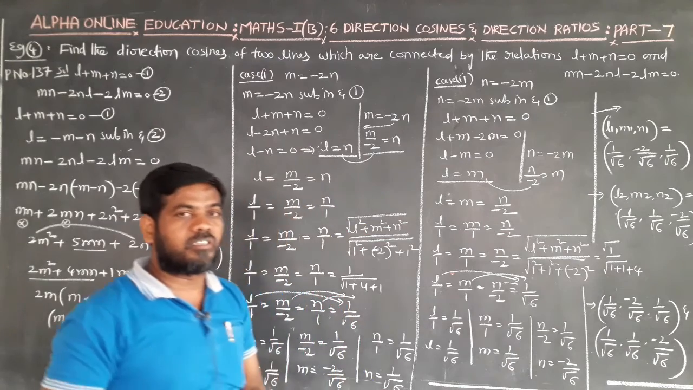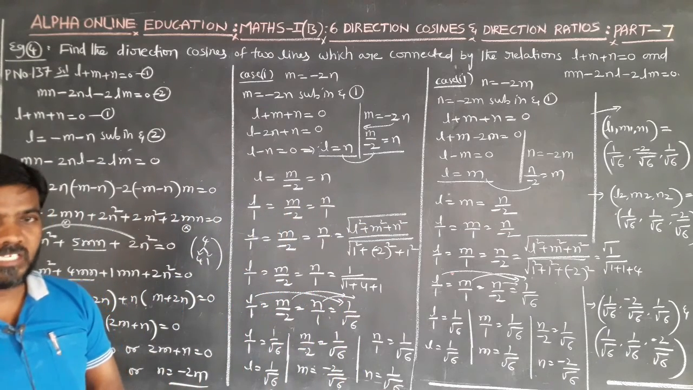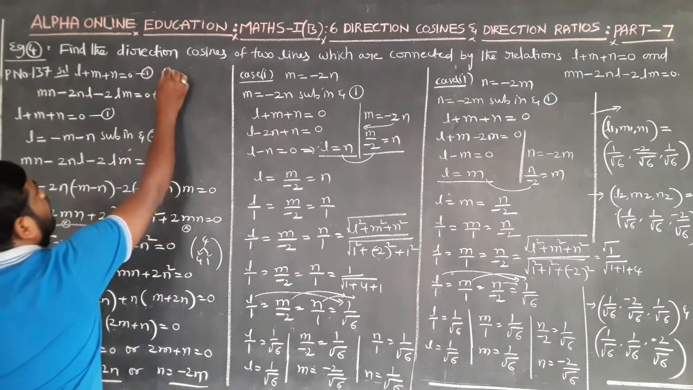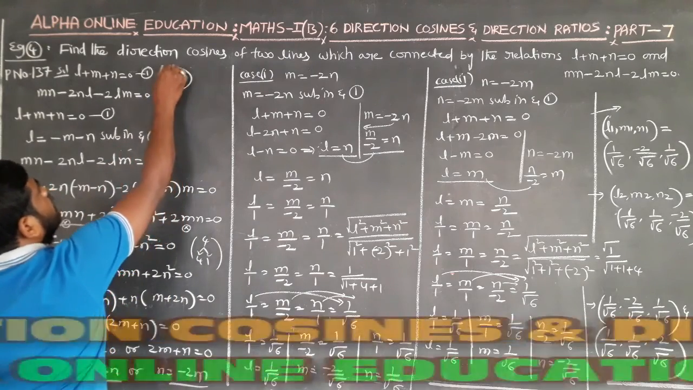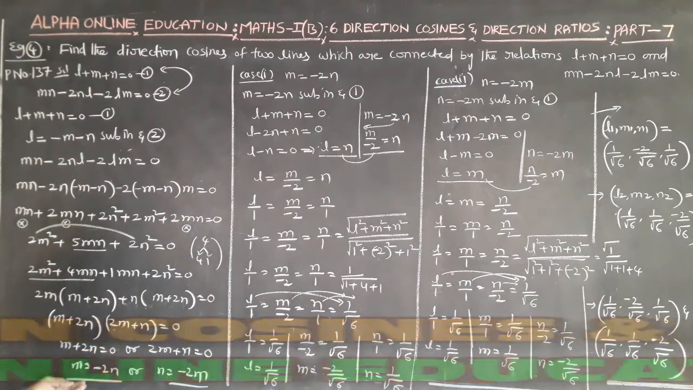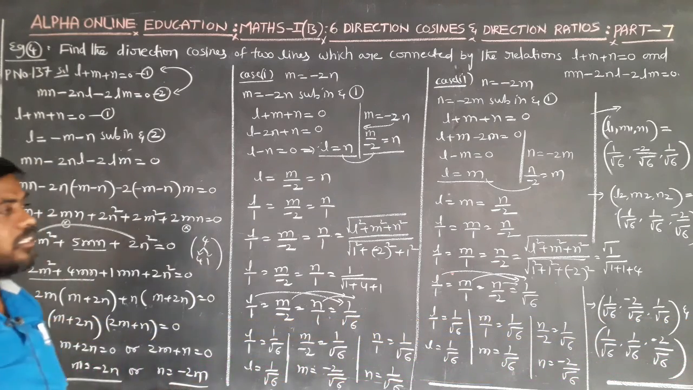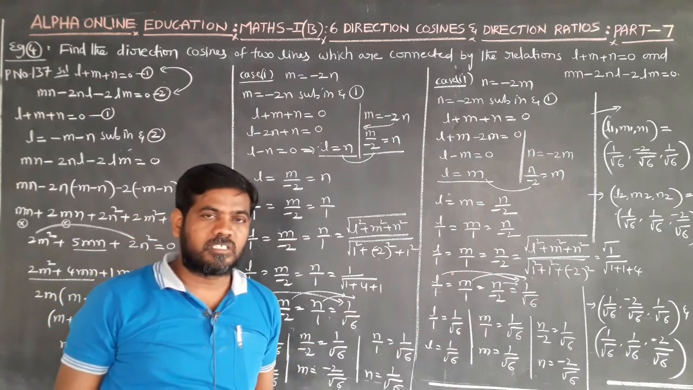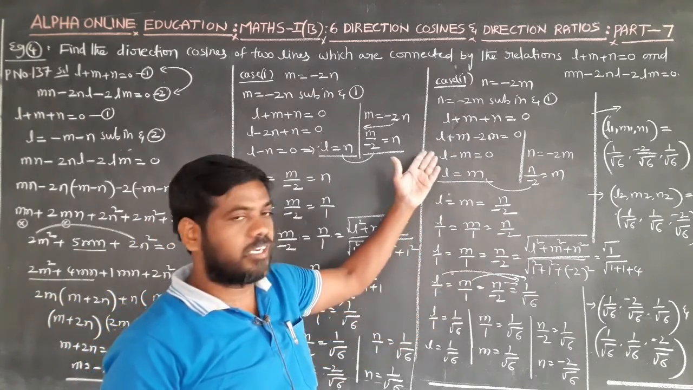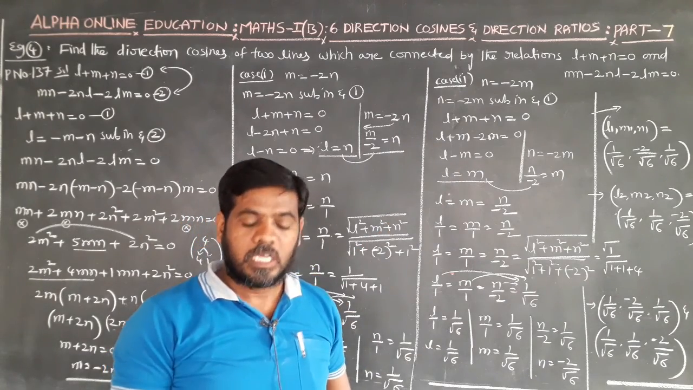Simplifying, find the DCs of the two lines. Mainly observe here: solve equations 1 and 2. This is the first case, this is the second case. Find the DCs of the two lines. This is the process. This is a very important question for 7 marks.